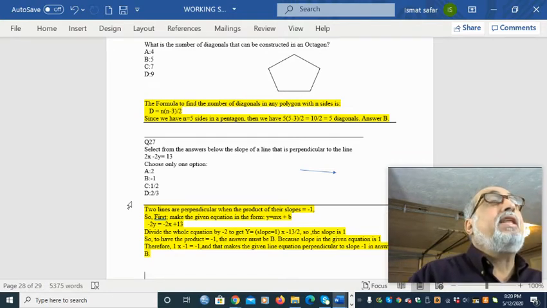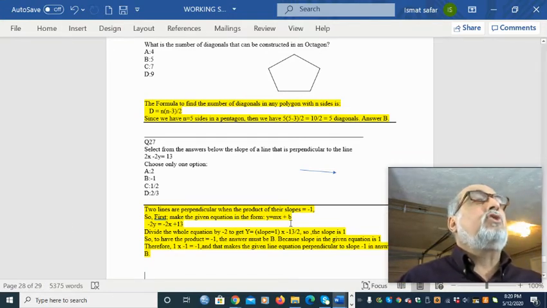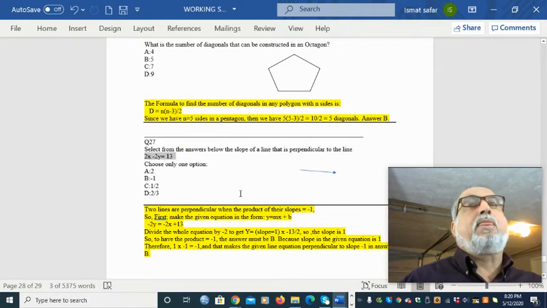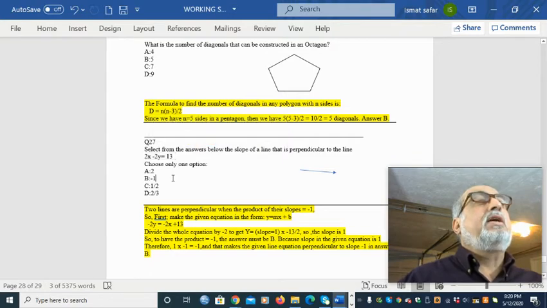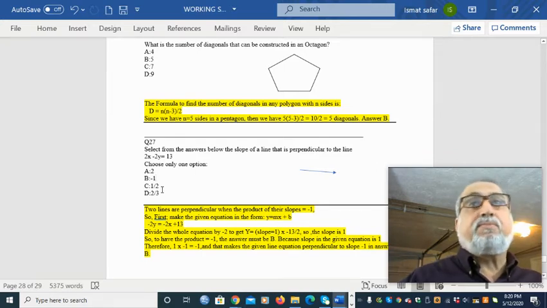So what we need to do is find the slope of this line, and then multiply it by the slope in the options to see which one makes the product -1. Well, we'll find out.